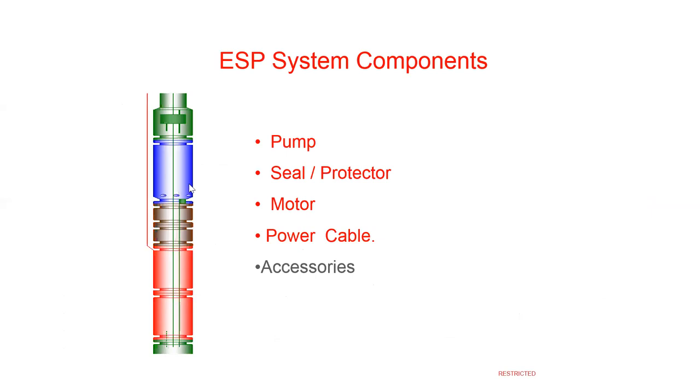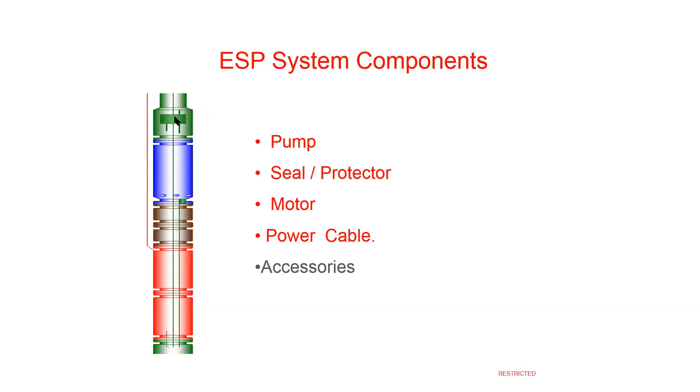These are the typical components of an ESP pump system. The pump, consisting of the impellers and diffusers, is a multi-stage centrifugal pump driven by the motor, which converts the electrical energy coming from the surface through the power cable. The motor will convert this to rotational energy, and the rotation will be transferred to the pump.